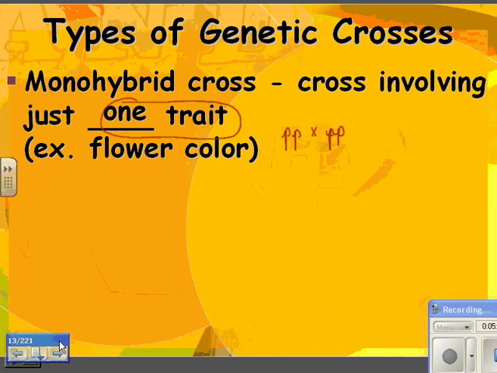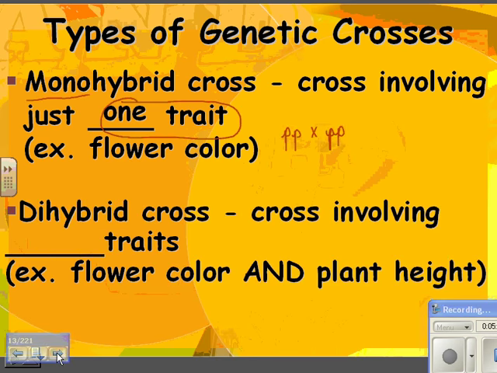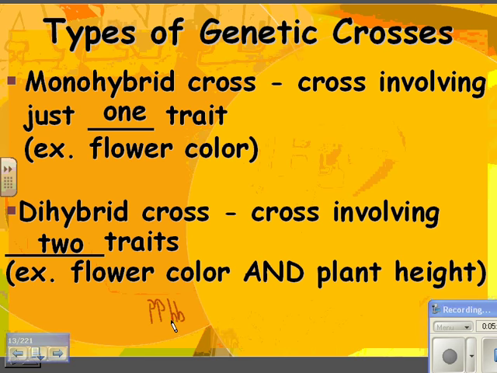Now, if you wanted to see how two things are inherited together, you could do a dihybrid cross, di for two. So this is a cross involving two traits. For example, we might care about the flower color and the plant height. So a purple flower that's short, crossed with a white flower that's tall, and what are you going to get from this? The H was for height. The P was for purple or white. So we're looking at two traits.